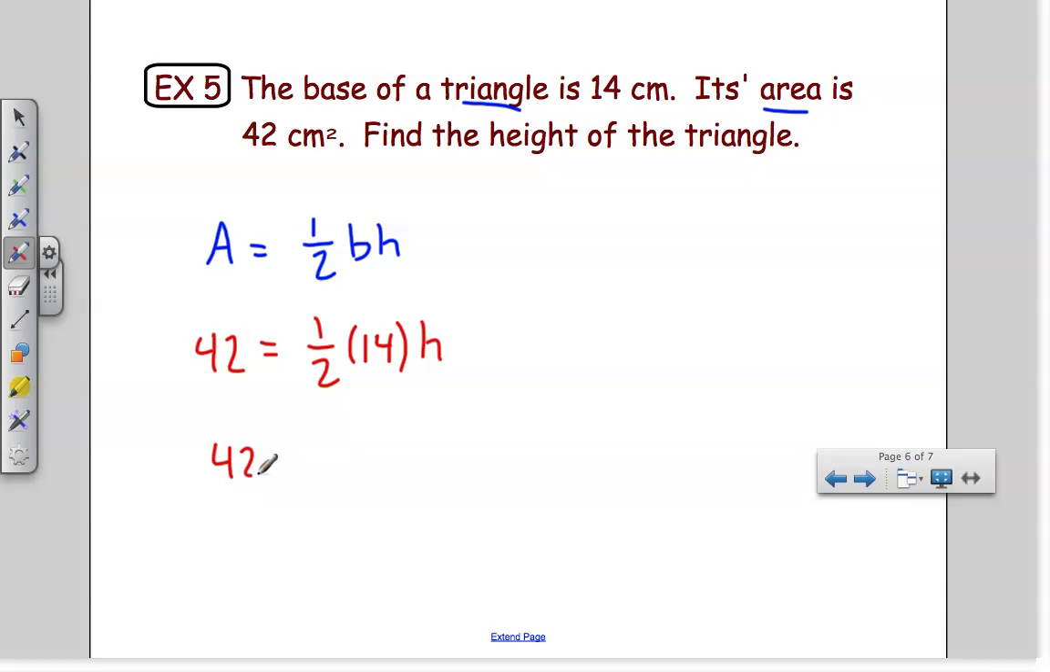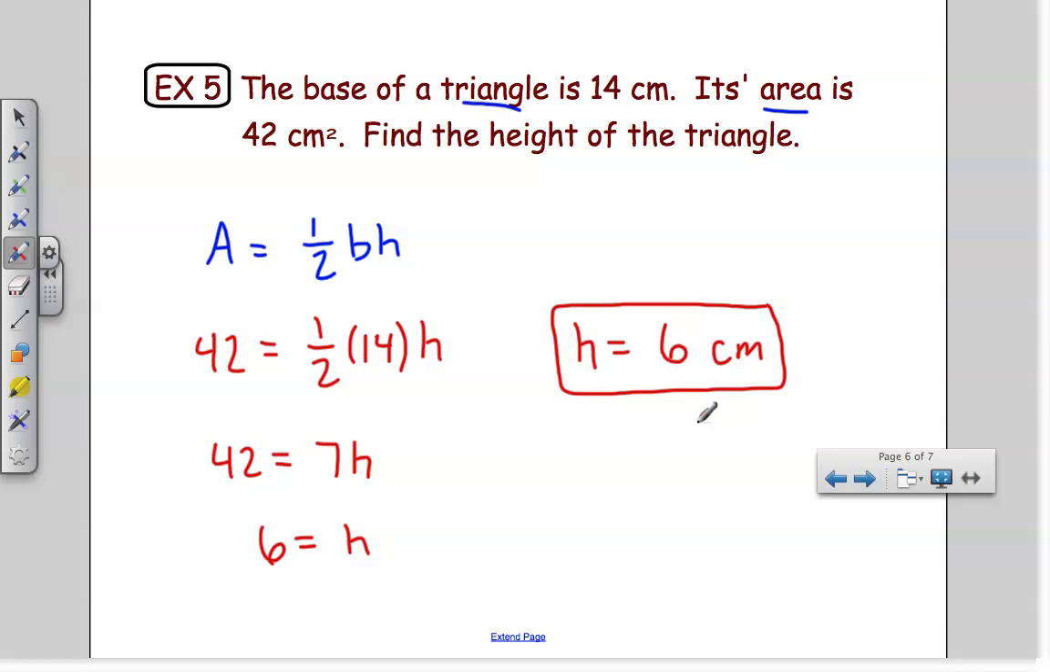So now I know 42 equals, and I'm thinking I can just do 1/2 times 14 right away. Half of 14 is 7. Still have to multiply by h. Divide by 7. 42 divided by 7 is 6 for the height. And maybe I'll just rewrite this because I want to put units here. The base was in centimeters, area was in centimeters squared. The height, which is just the measurement from the vertex to the base, is 6 centimeters in this case.